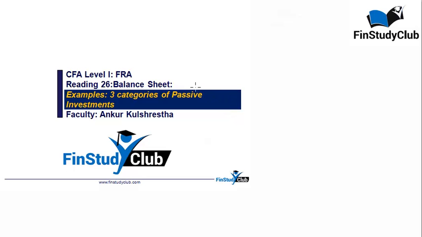of accounting for passive investments, wherein we are going to talk about the three different categories and the different aspects of accounting that we are going to learn. This is part of the 26th reading of your financial reporting analysis module, which is of CFA Level 1.